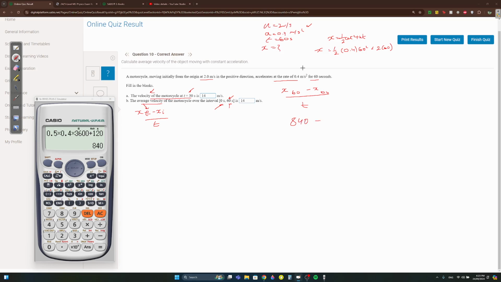Minus x0, if you substitute the time as 0 in this equation, you're going to get 0, right? So 0 over the time between 0 and 60, which is 60. Divide this by 60, you should get 14. Yes.